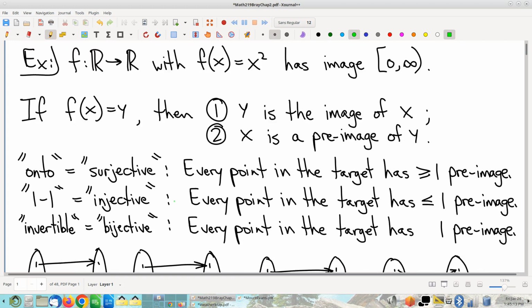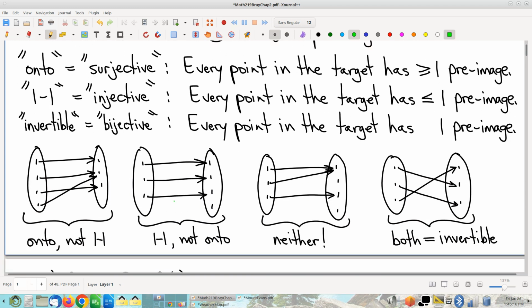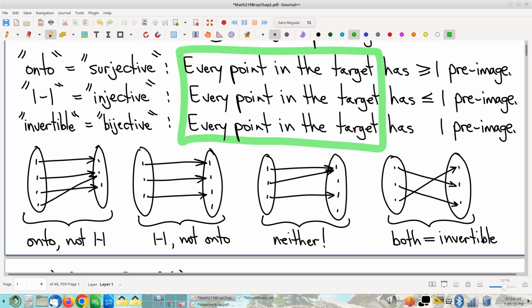There are some related ideas that we need to talk about, and these are these terms right here. You'll see from the way this is written that it all boils down to looking at the pre-images of points in the target, and asking, can we say whether the number of pre-images is always at least one, or perhaps always less than one, or perhaps always exactly one. All right, so let's see some examples.